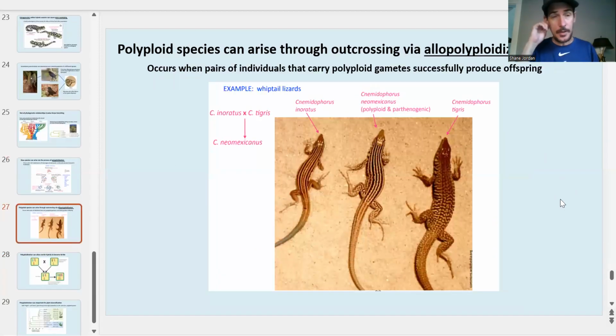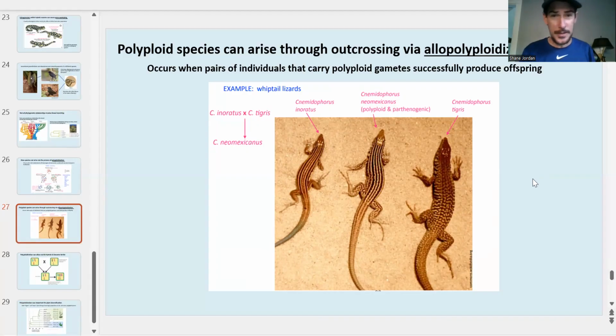Something similar we also can see in whiptail lizards. And this process by which two different species come together to form a new species via hybridization under polyploidization is specifically called allopolyploidization. Don't get too lost in the technicality of the terms.